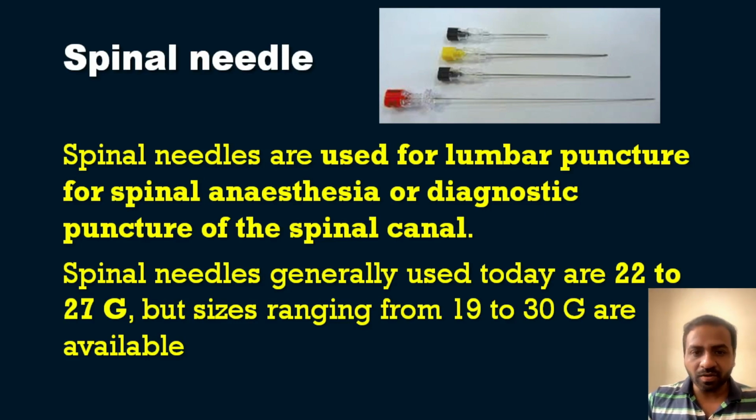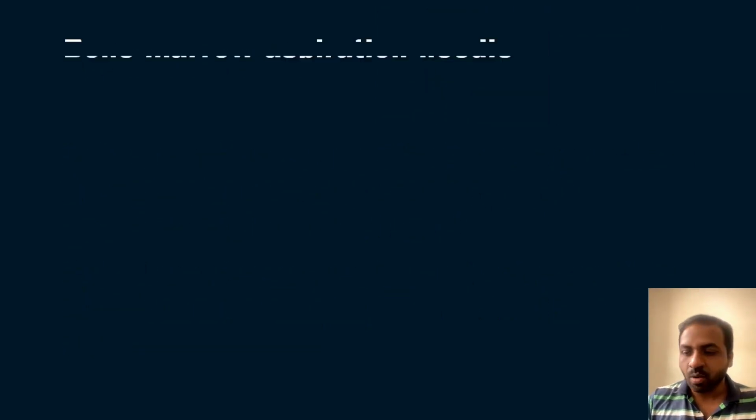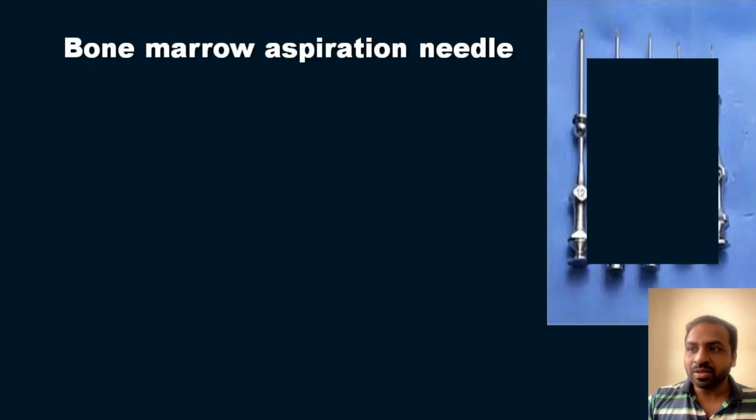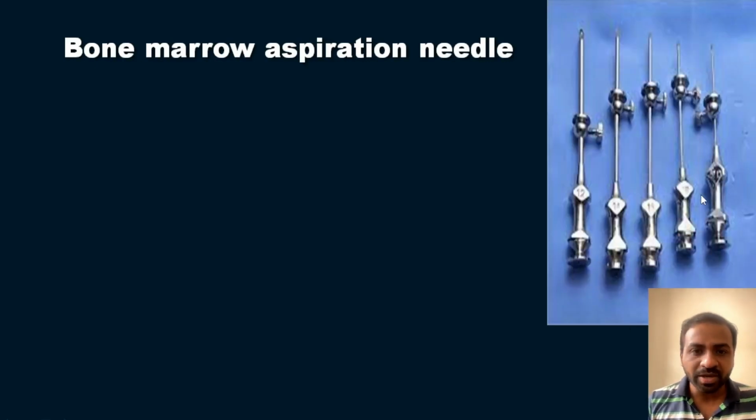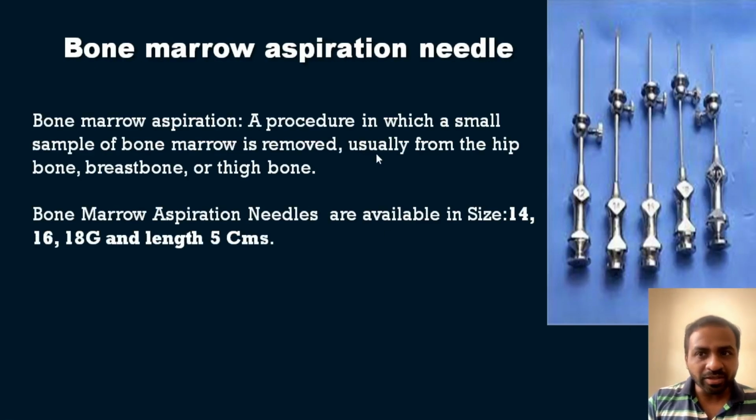And the other option I have given in the question was the bone marrow aspiration needle. So this is the picture of the bone marrow aspiration needle, and you know that bone marrow aspiration is a procedure in which a small sample of the bone marrow is removed, usually from the hip, breastbone or the thigh bone. Okay, so this is additional information for you.